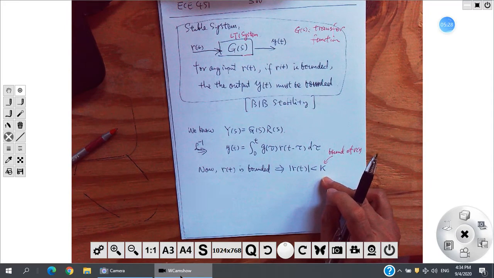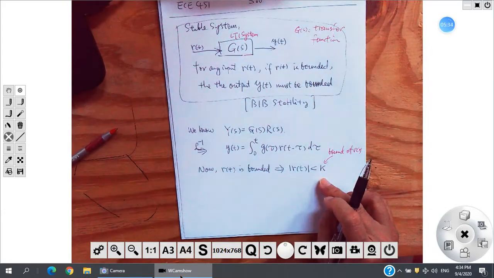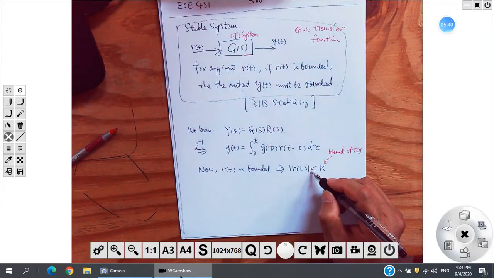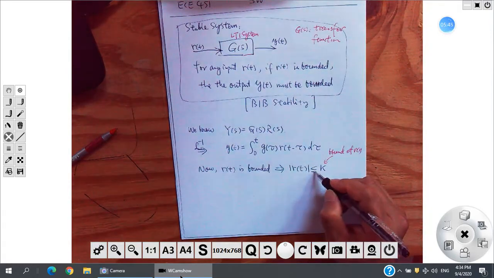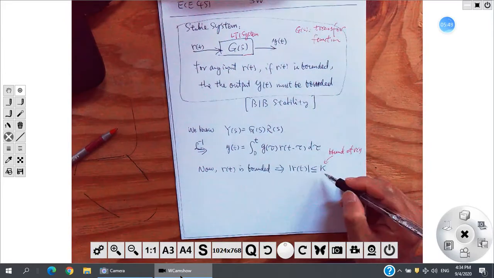Some number, like you consider a cosine. If r of t is cosine of t, then that k is just 1, right? Cosine is no more than 1. If I put equal, then you can choose 1, right? If you do not choose equal here, then k will be 1 plus something, a little bit larger than 1.